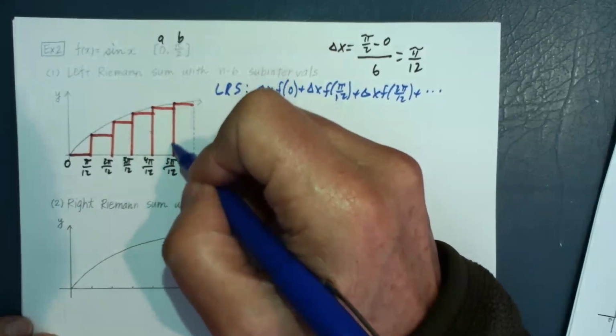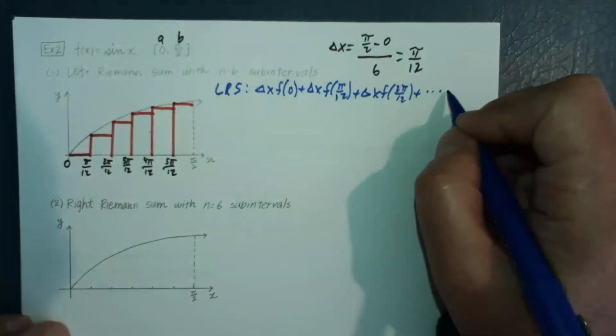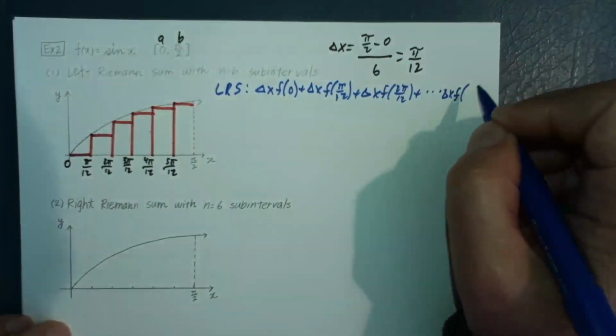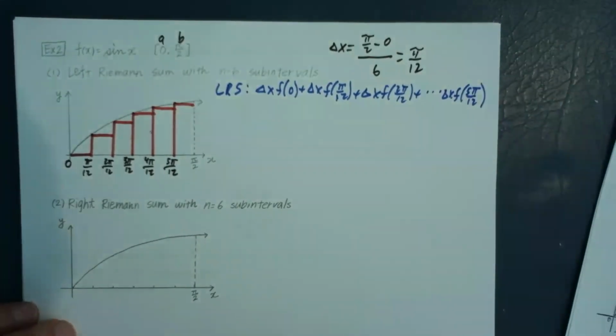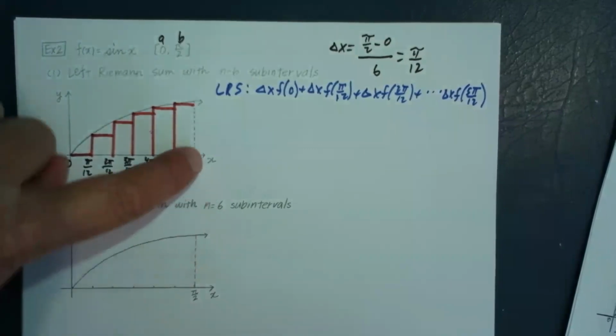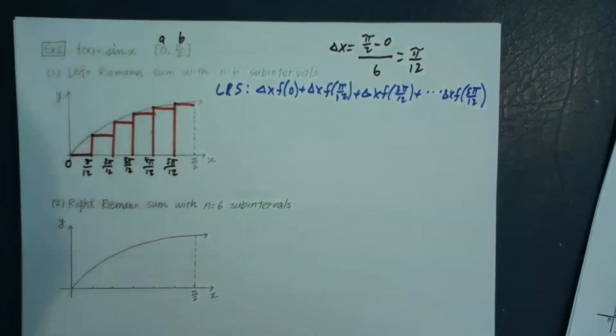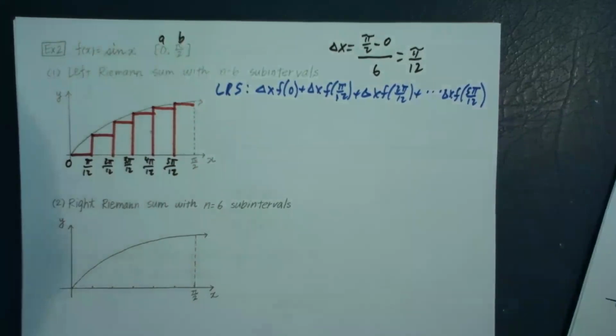And I want to point out the last height that we have is delta x f of 5 pi over 12. Please note that we are not using pi over 2 as a height. You can see there's no rectangle that goes that high. For the left-hand side, right-hand side, there will be.